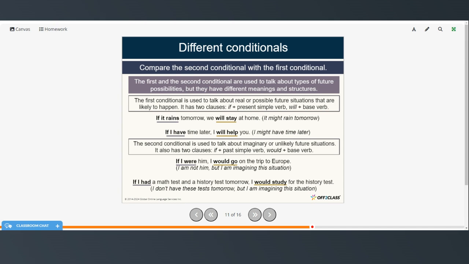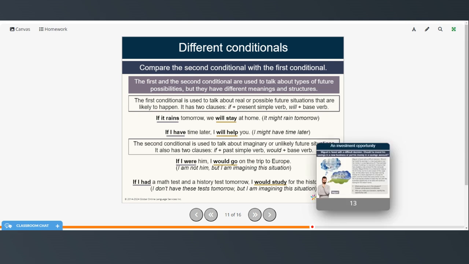The second conditional is used to talk about imaginary or unlikely future situations. As we said before, it has two clauses, the if plus the past simple verb, and would plus the base verb. If I were him, I would go on the trip to Europe. I'm not him, but I'm imagining the situation. If I had a math test and a history test tomorrow, I would study for the history test. So I don't have these tests tomorrow, but I am imagining that situation.